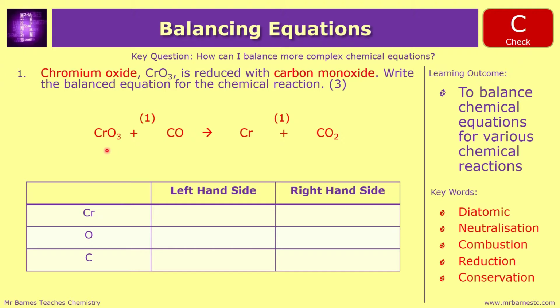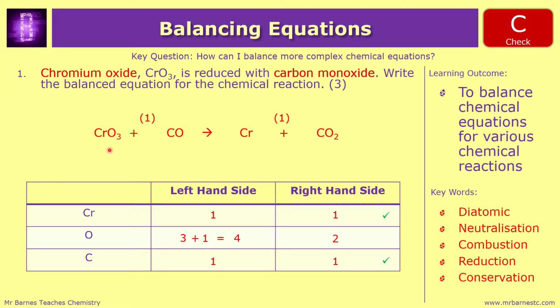So again, your next job is to count up what you've got. 1 chromium, 3 oxygens, plus 1 over here is 4, and then 1 carbon. And on the right hand side I've got 1 chromium, 2 oxygens, and 1 carbon. Carbon's balanced and chromium's balanced at the moment, but oxygen isn't. Now I have said in the past to double the difficult compound, and you can do that, but you'll find out you've actually got it even throughout, so you can divide down.